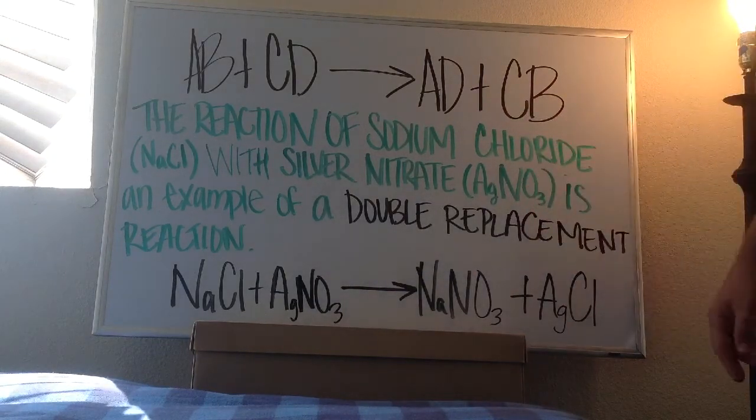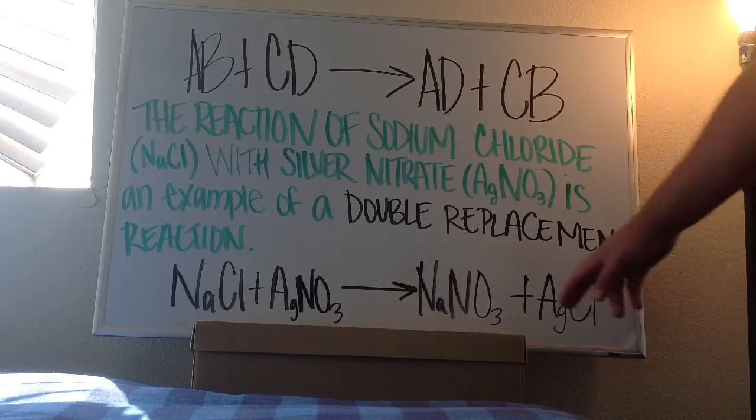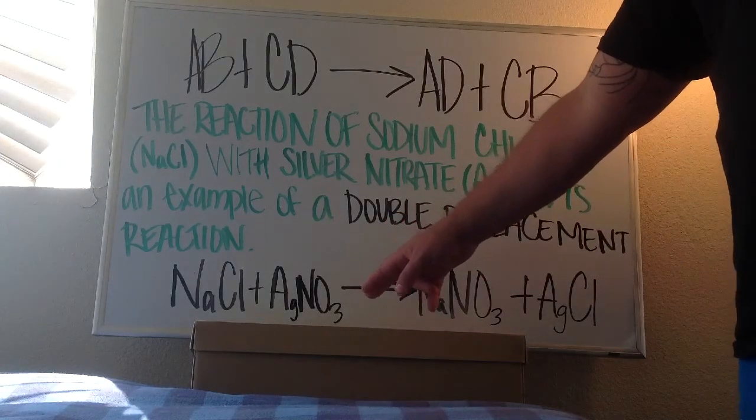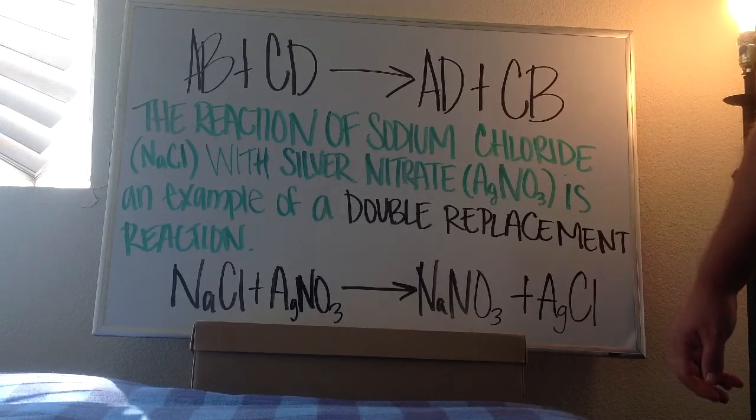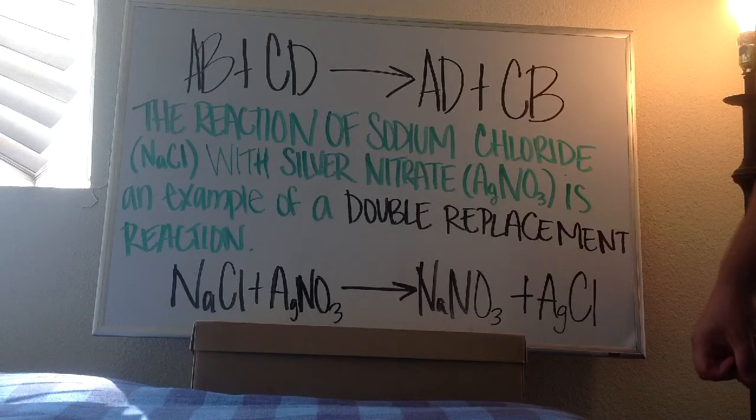The reaction of sodium chloride with silver nitrate is an example of a double replacement reaction. NaCl plus AgNO3 gives a new product of NaNO3 plus AgCl.